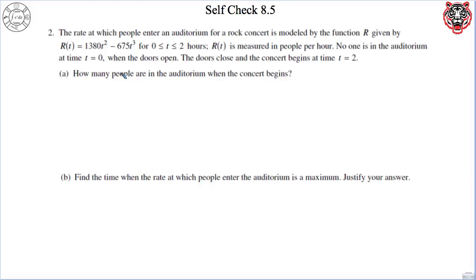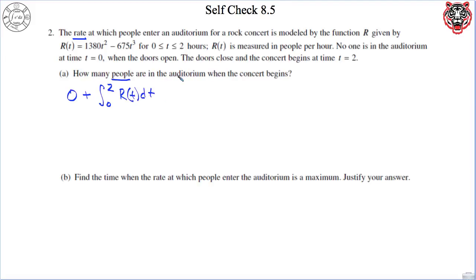So when the concert begins, we're doing start plus change equals end, essentially. Our start is 0, and we're going to add the number of people that change. We're looking for people, not a rate. We're given a rate, the rate at which people enter the auditorium. So to get from rate back to people, we need to find the integral between 0 and time equals 2 of this function, the rate entering the auditorium, capital R of t dt.